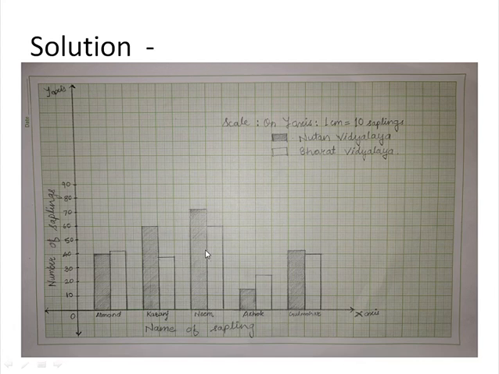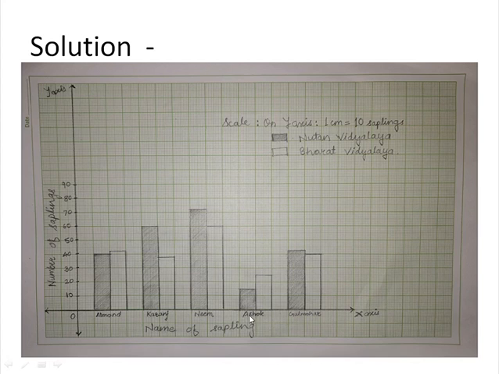Now we will draw the bars for neem. Here Nutan Vidyalaya planted 72 saplings of neem. So we will draw the bar up to 72. Now after drawing the bar up to 72, we will shade it. Then we will draw the bar for Bharat Vidyalaya. Here Bharat Vidyalaya planted 60 saplings of neem. So we will draw the bar up to 60. Here if you look at the scale, the bar is taken up to 60. Now again we will not put any texture or color here, because for Bharat Vidyalaya we have selected the blank bars.